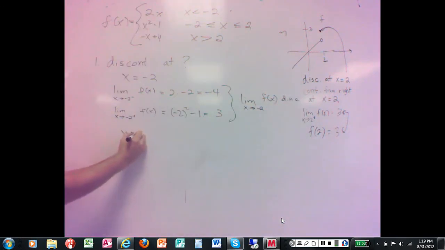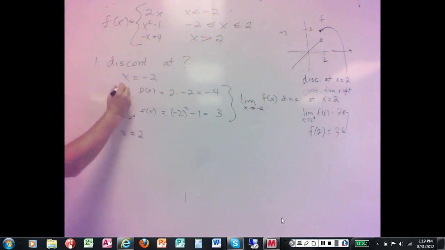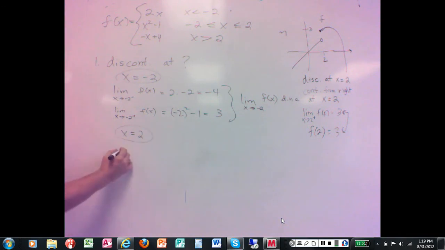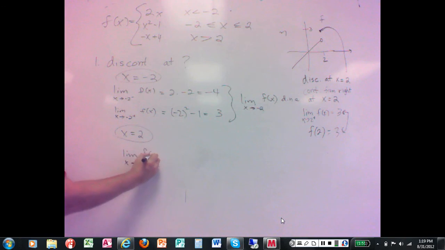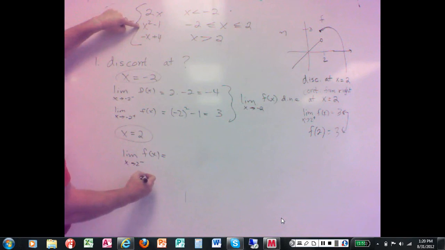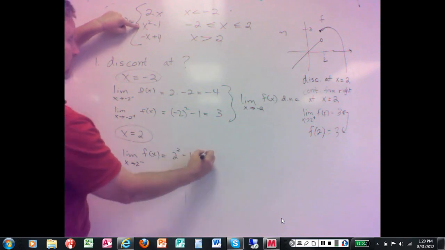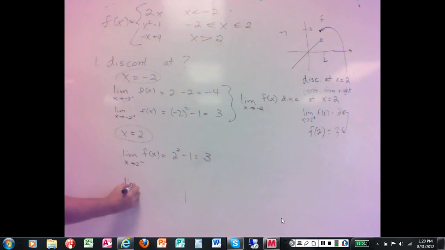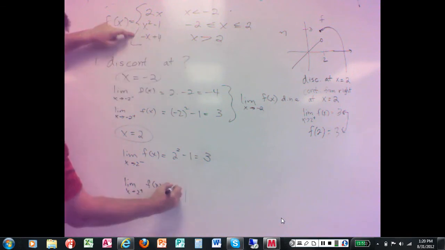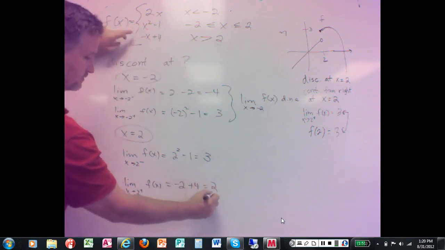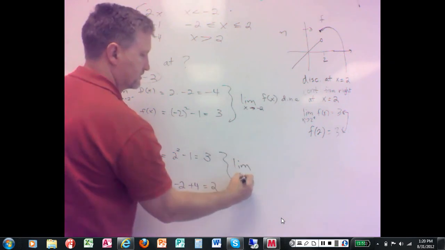And then also discontinuous at negative 2. How about positive 2? I think so too. It's discontinuous at x equals 2, same deal. The limit as x approaches 2 of f of x from the left would be this one. 2 squared minus 1 is 3. The limit as x approaches 2 from the right, the greater than side, will be this one. So that'll be negative 2 plus 4. Hey, that's 2. Okay, so the limit does not exist, so it's discontinuous.